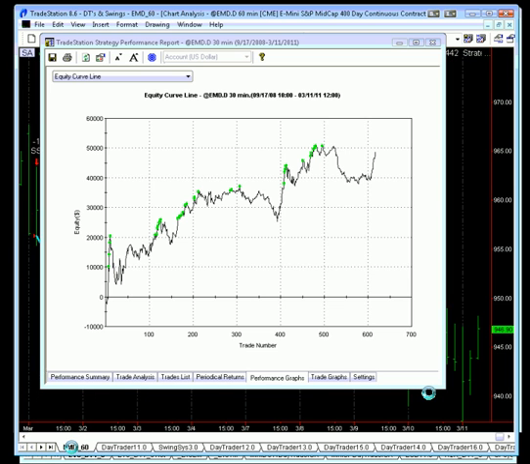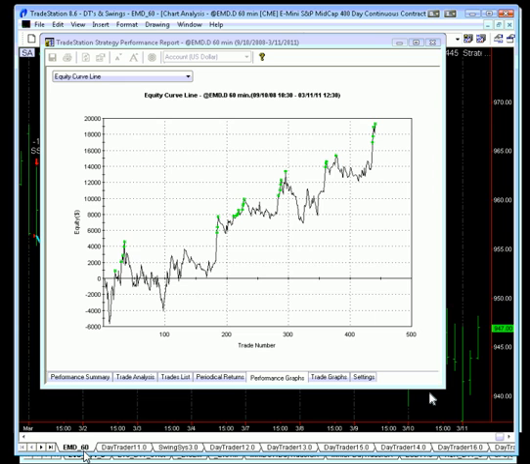Here's one of particular interest. EMD 60 has been around about 7 years. EMD 60, just absolutely stellar performance.